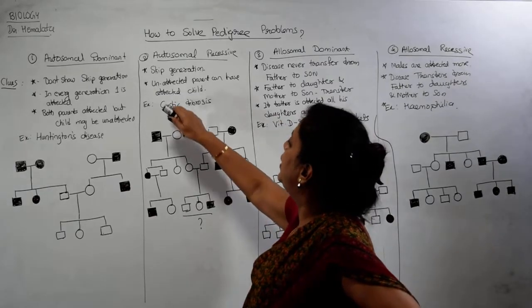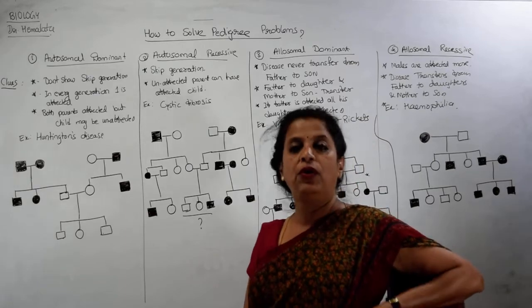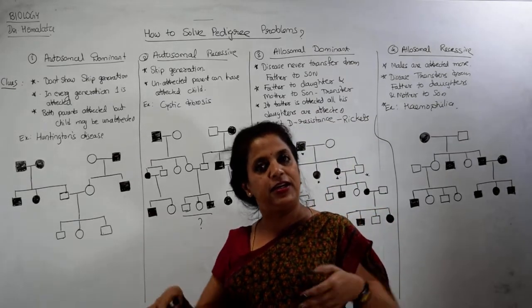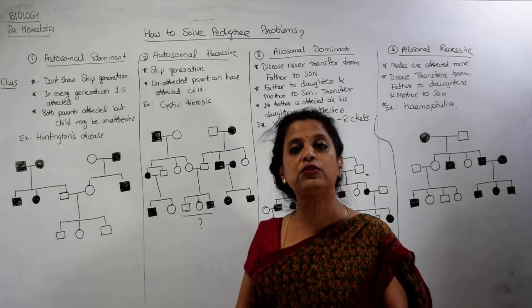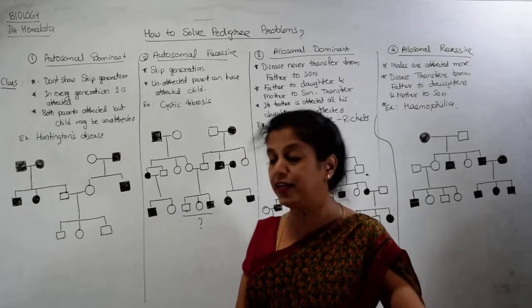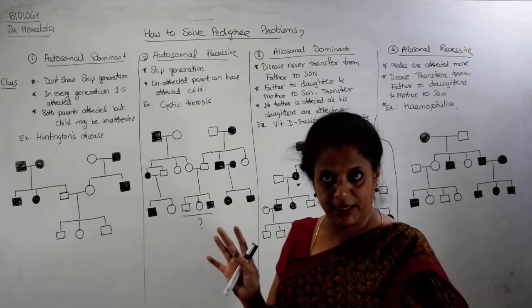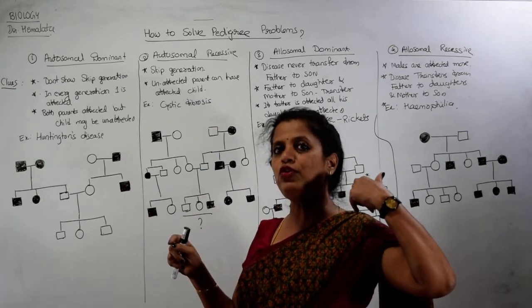What are the characters I gave you? Skip generation inheritance is observed. Means in one generation the affected person is seen, in the next generation it disappears, in the third generation it reappears, in the fourth it will disappear. This is called skip generation inheritance. Means if it is autosomal recessive, then there is skip generation inheritance, 100%. Again, you may confuse it with the sex chromosomal recessive.